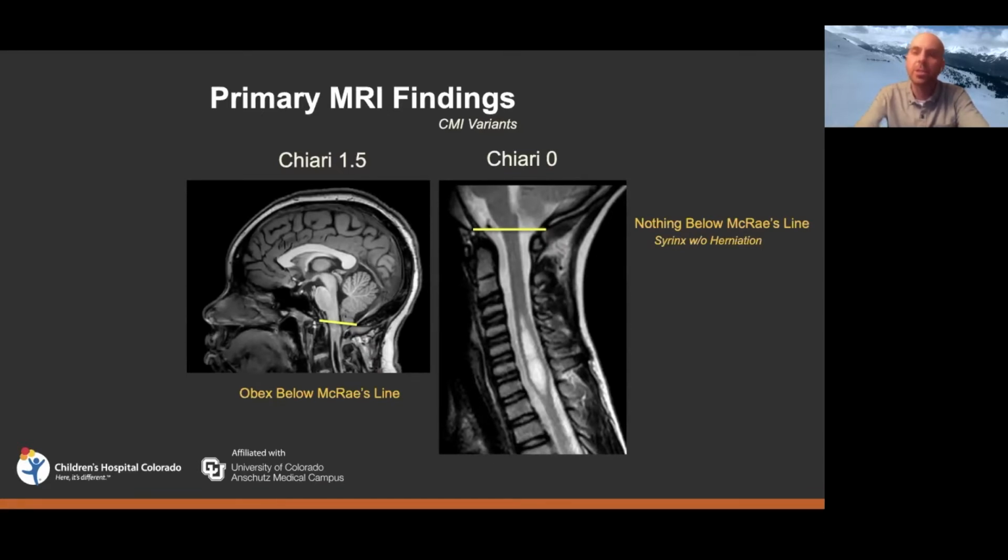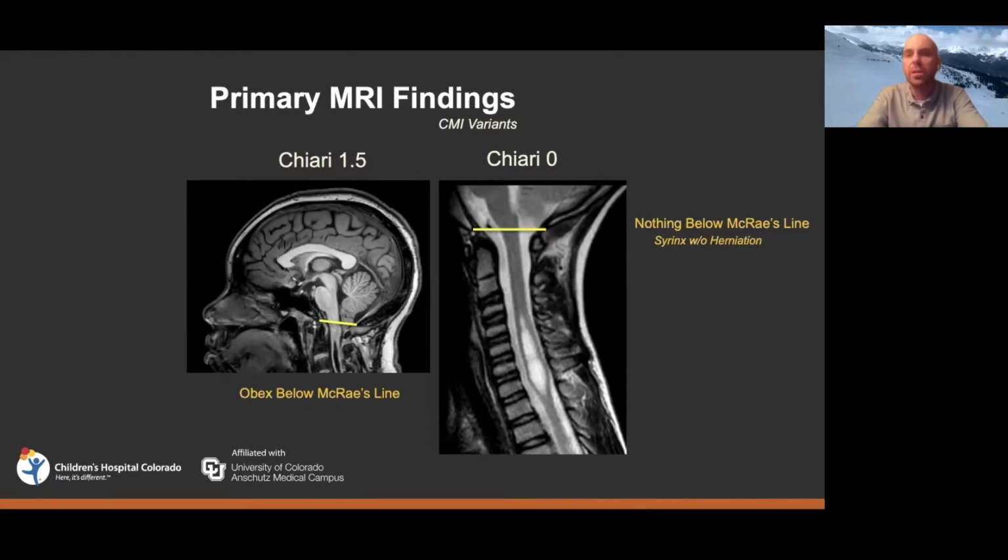Sometimes the term Chiari 1.5 is blended in with the term complex Chiari, and I think that can be a bit of a challenge because it's just imprecision in the language. You don't necessarily know what you're talking about. But Chiari 1.5 is defined by that brainstem difference.